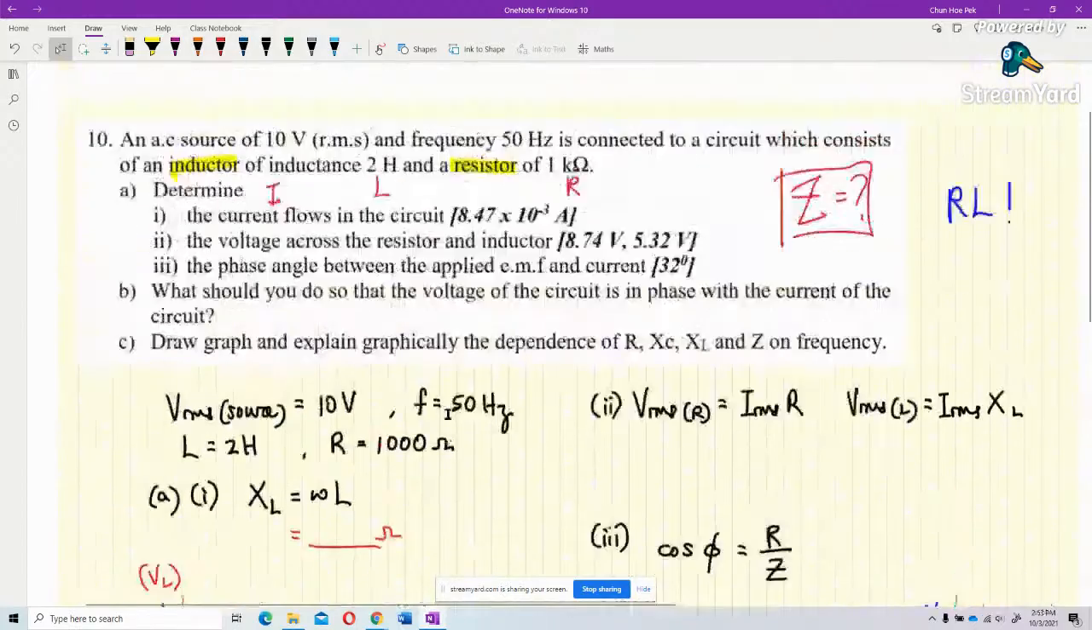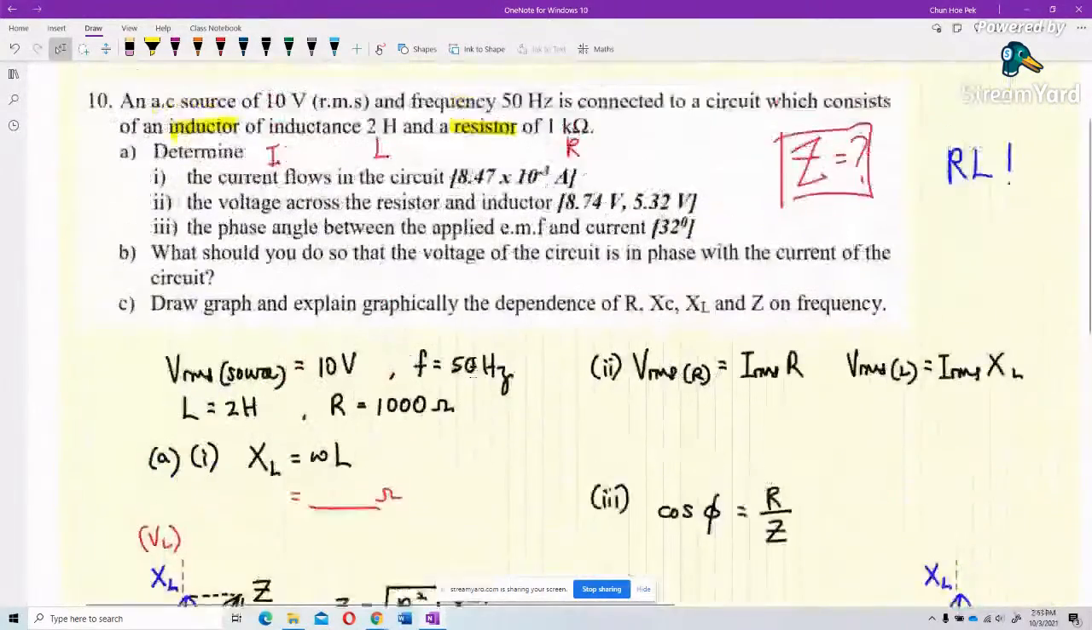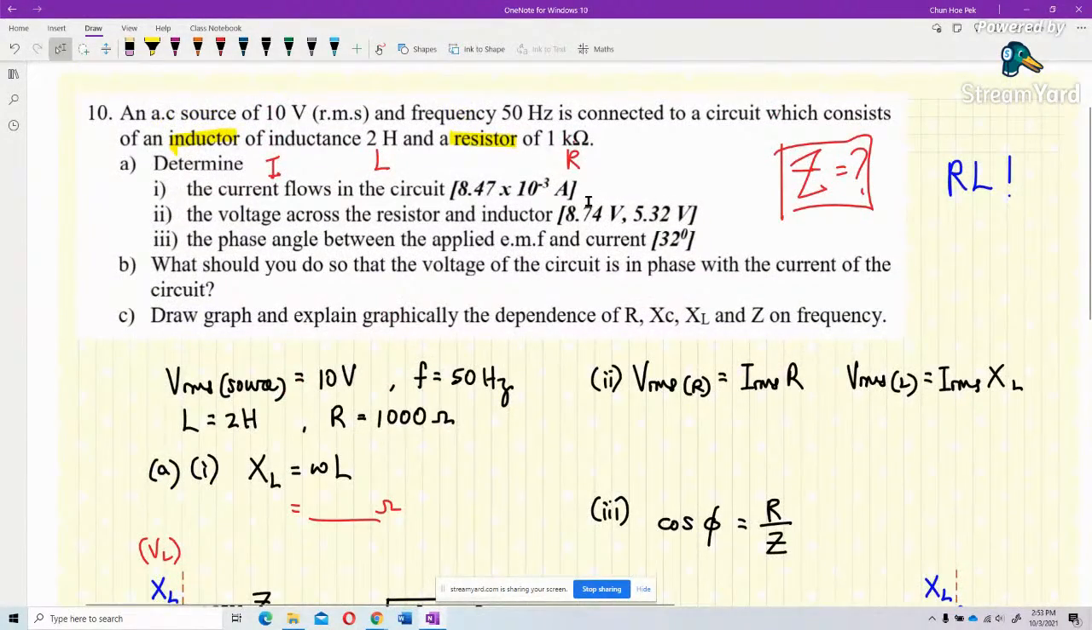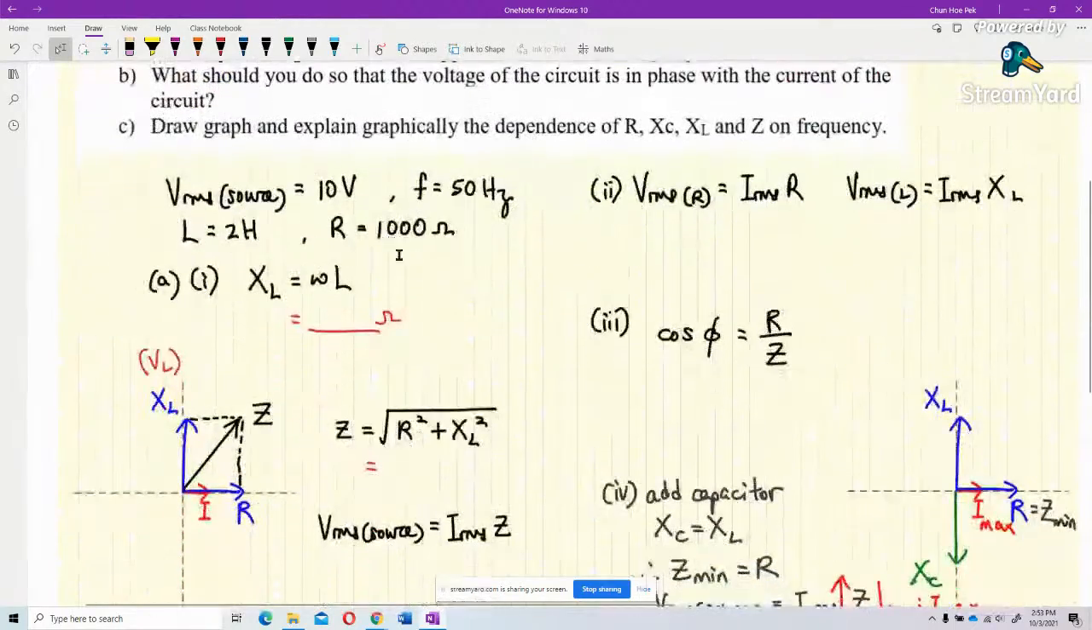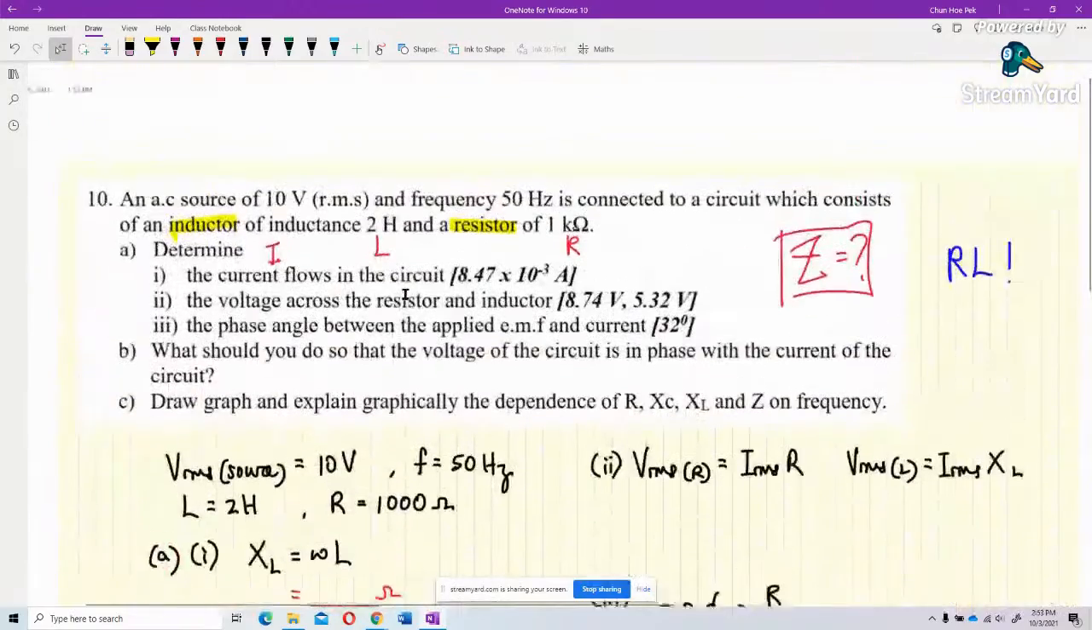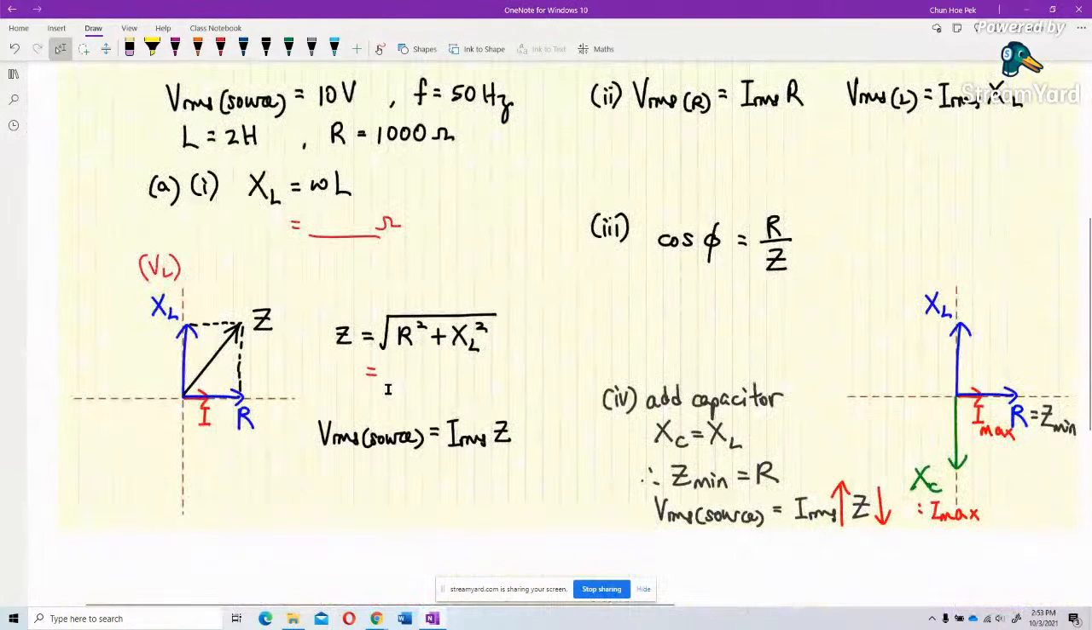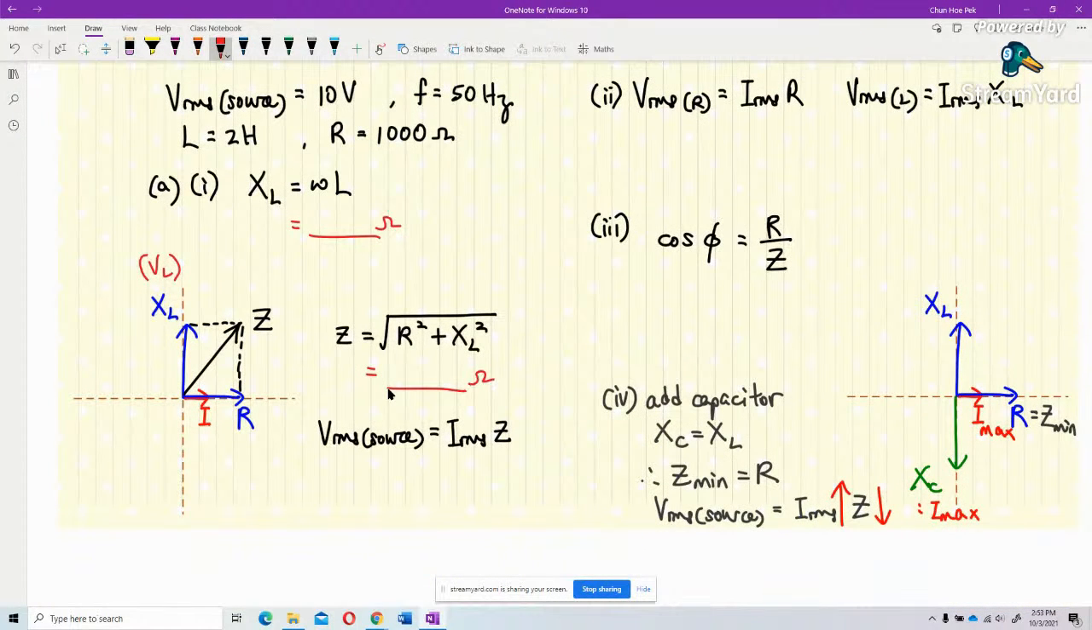I got the Z already. Pythagoras theorem. Oh my God, I don't have a calculator. Basically, I just want to tell you, my brain is not that good to calculate everything, so I don't have the Z over here. You calculate for yourself. Okay, please. Okay, you got your Z already.